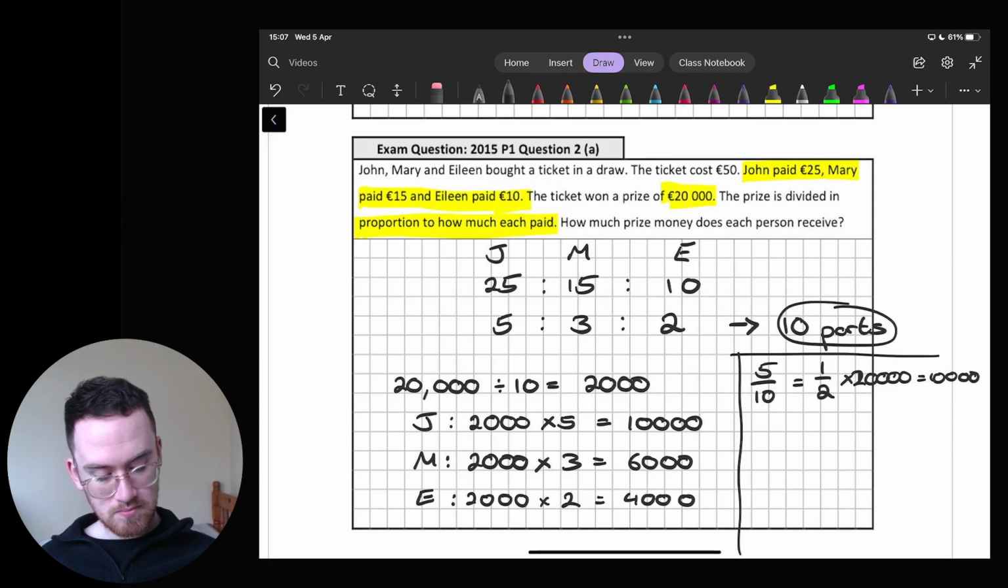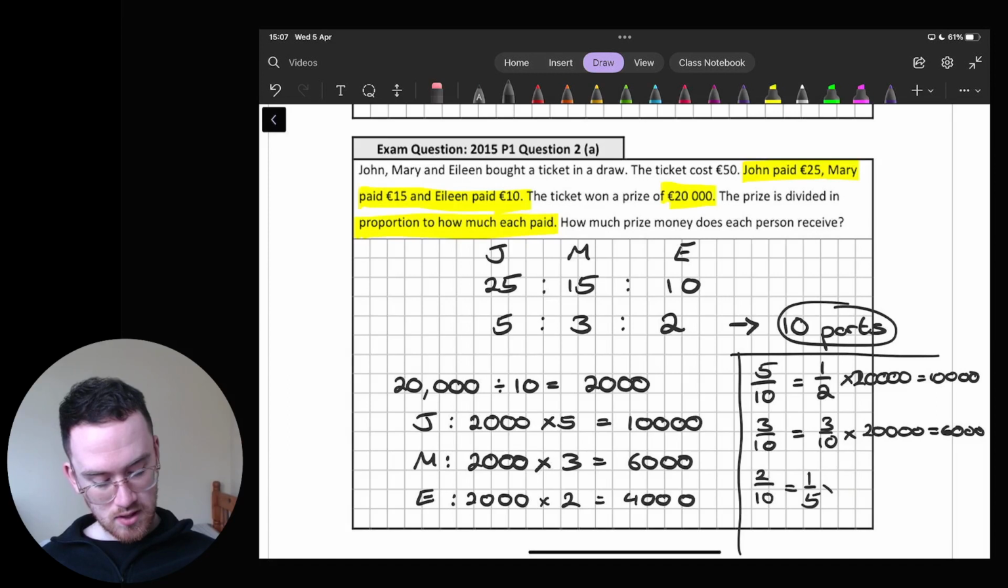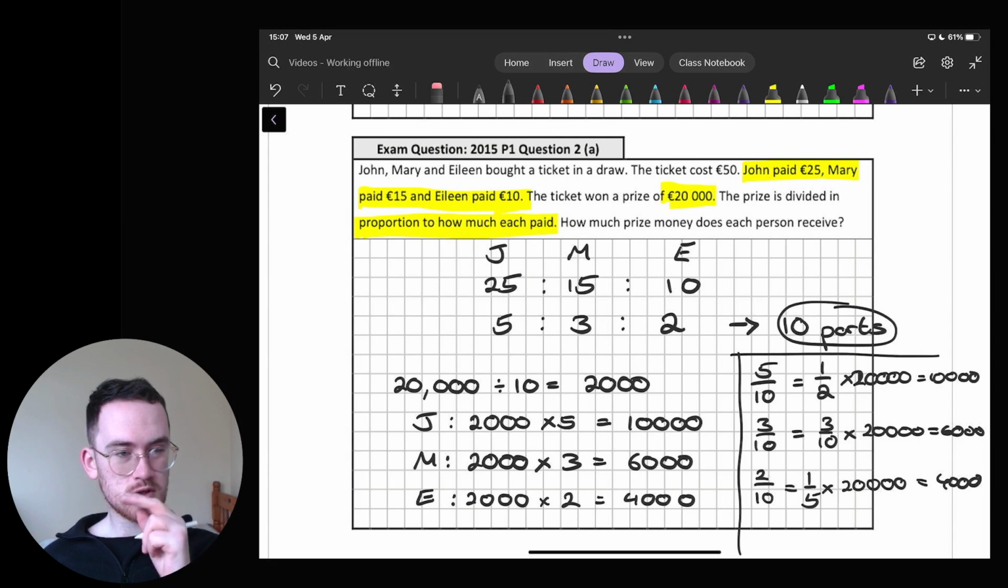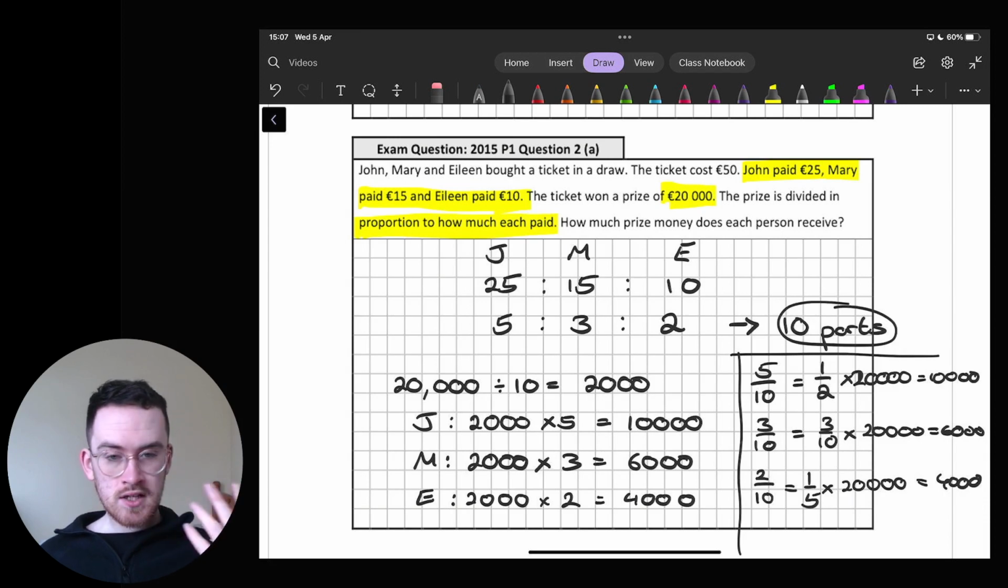Okay, same then with Mary. She gets 3/10 of it. Okay, so 3/10 of my 20,000 gives me 6,000. And then lastly, Eileen gets 2/10, which is 1/5 of my 20,000, which is 4,000. Okay, so we can see that you can move between whether you use the fractions, or just that general how many parts is each person getting. Starting them off is the same.